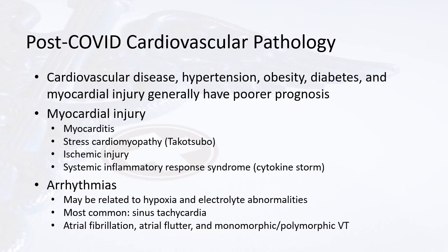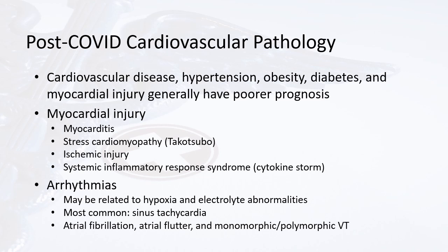Many patients who develop critical illness due to COVID-19 have several comorbidities such as cardiovascular disease, hypertension, obesity, and diabetes. These comorbidities are associated with a higher incidence of myocardial injury, and these patients generally have a poorer prognosis.